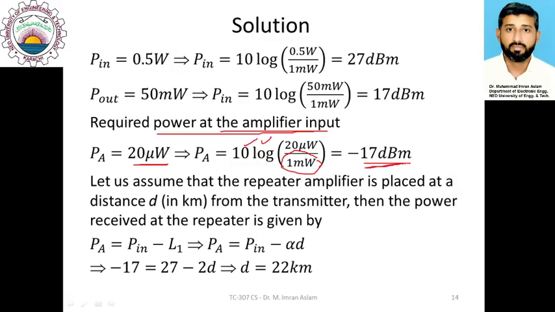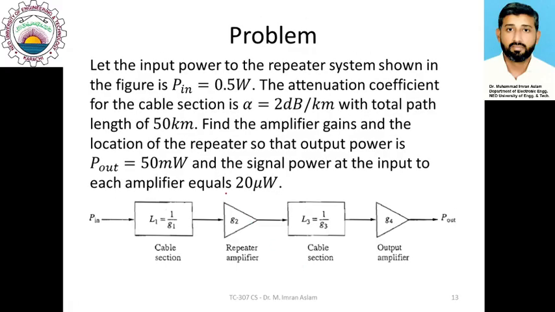Overall result comes out to be minus 17 dBm. So first we have transformed all the powers given in the question into dBm. Now let us first try to calculate the position of this repeater.